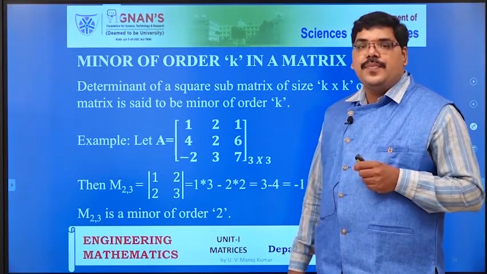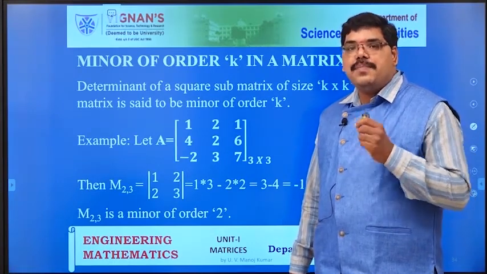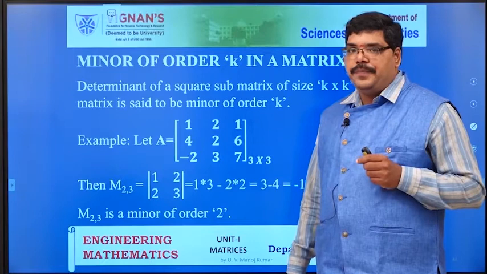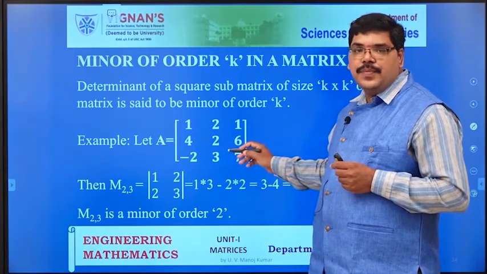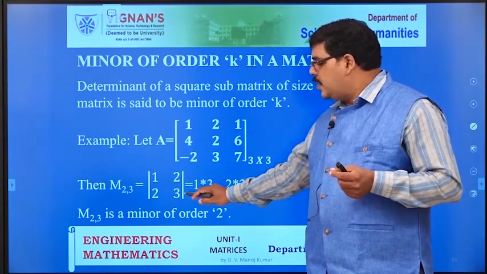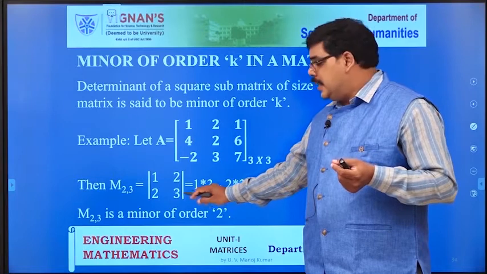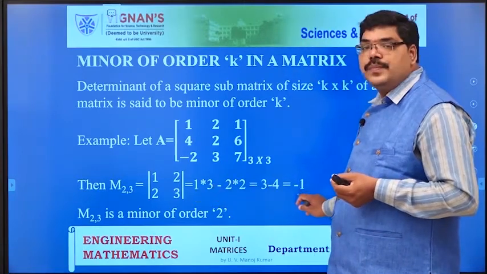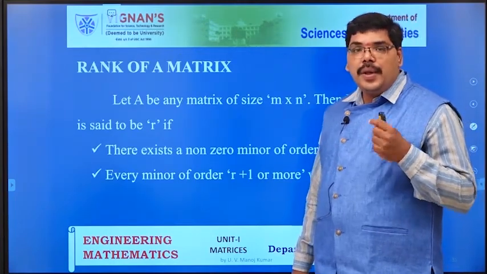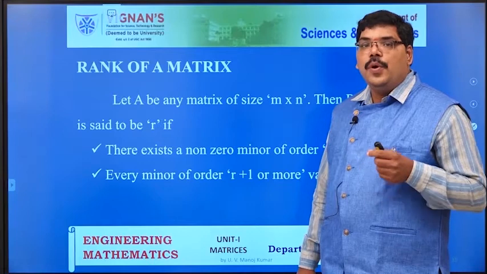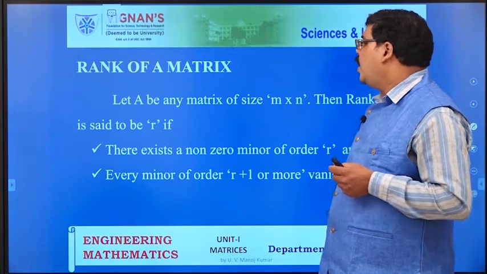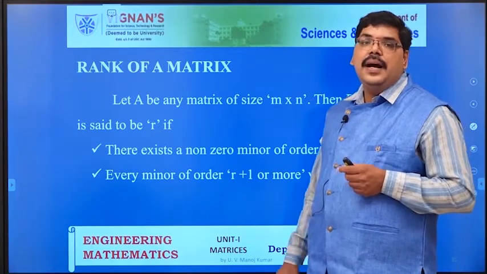Consider a matrix. Determinant of a square submatrix of size k by k is said to be minor of order k. Here there is a matrix. You are considering a square submatrix of size 2 by 2 here. So the result is said to be minor of order 2. Knowing the minor concept, we can define rank as follows. Here I am defining rank of a matrix.